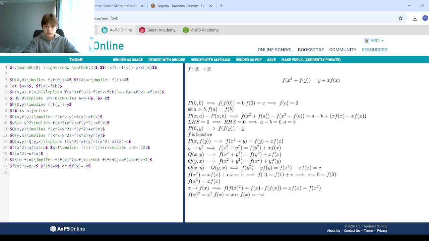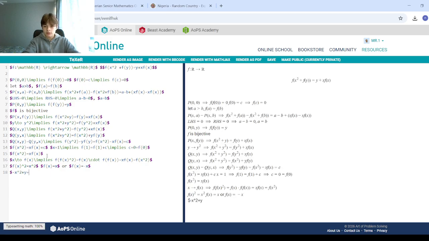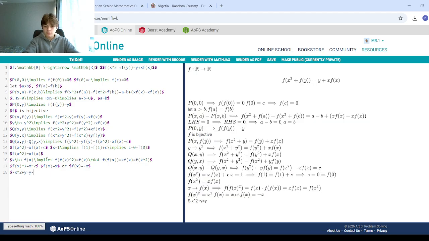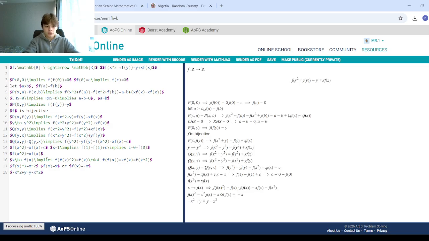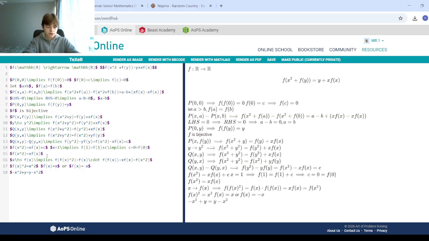Now we can try these answers. Let's check if f(x) = x works, because it's easy to check. But for the −x, we get f(−x² + y) equal to y − x². So both answers work.